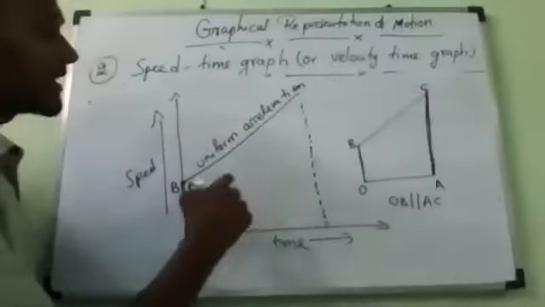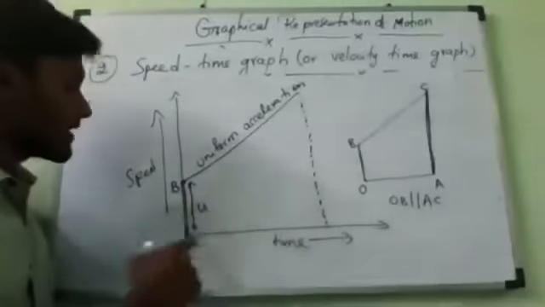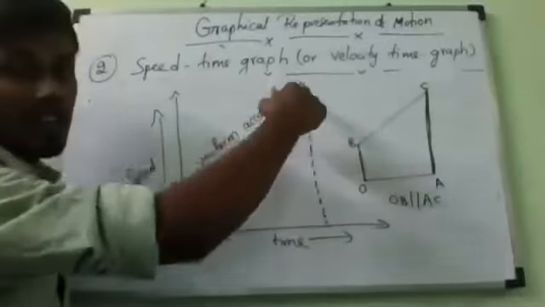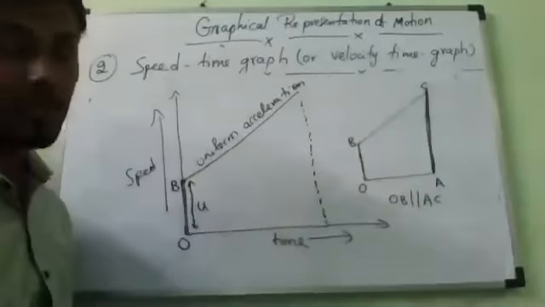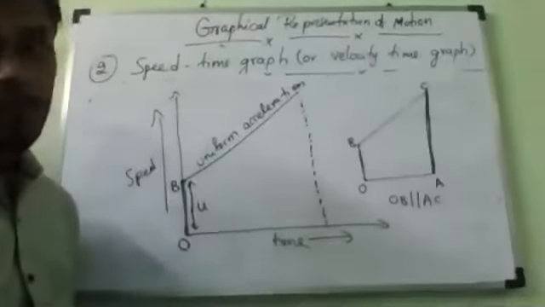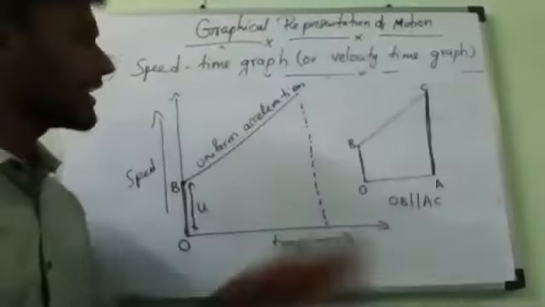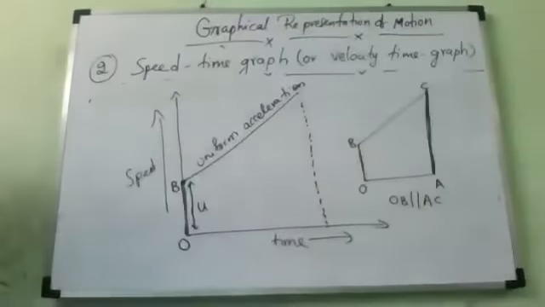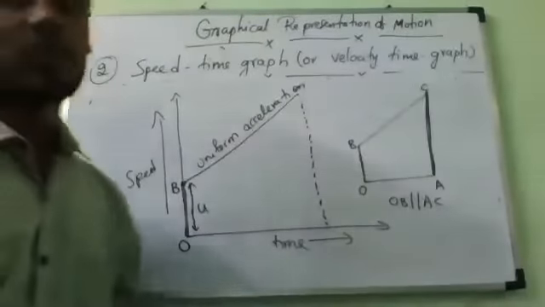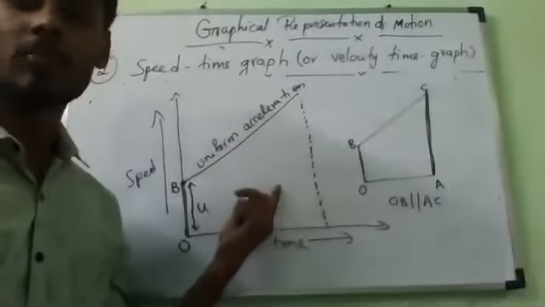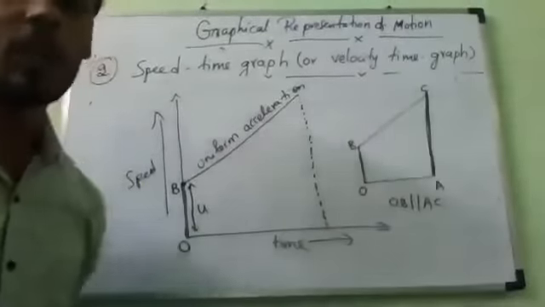Now, how to find the distance in this case? If the body is already having some initial velocity and later has uniform acceleration, how to find the distance traveled? Again the same thing: calculate the area of this trapezium, that's all. If you calculate the area of this trapezium, it will give you the distance traveled by this body. So what is the area of a trapezium formula?